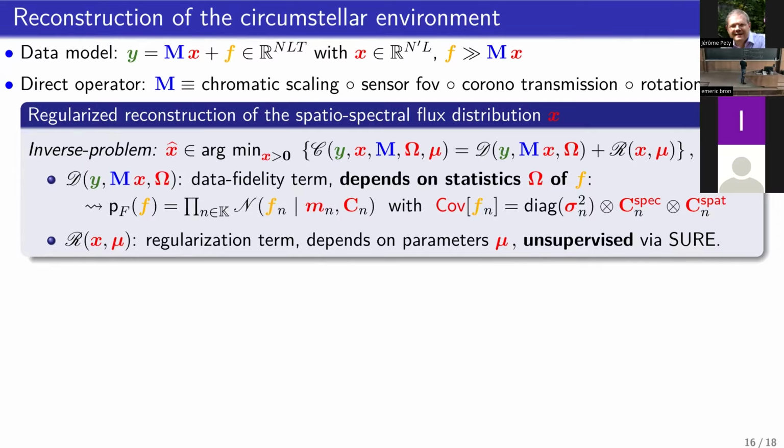We solve an inverse problem. For the data fidelity terms, we account for the nuisance statistics through a separable model to encode both the spectral and spatial correlations. And for the regularization terms, we enforce sparsity and edge preserving. And the hyperparameters, weighting the different terms, are estimated here in an unsupervised fashion by minimizing a criterion which is a proxy, an estimation of the mean square error in the absence of ground truth.